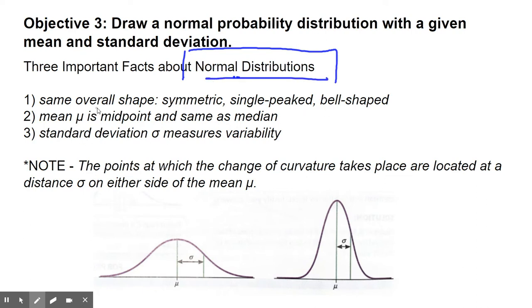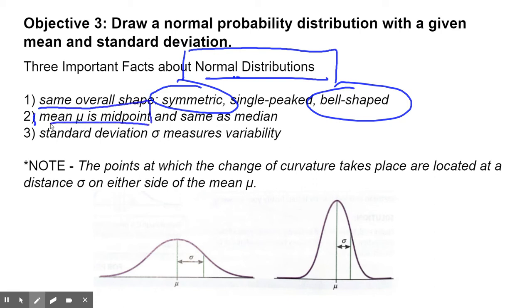First, they have the same overall shape. They are symmetric, they are single peaked, they are bell shaped. Many times, a normal distribution is called a bell shaped curve. The mean, mu, is the midpoint, and it will be the same as the median. And the standard deviation measures the variability, as we always know. Again, remember the mean is this symbol mu, and the standard deviation is this symbol sigma.